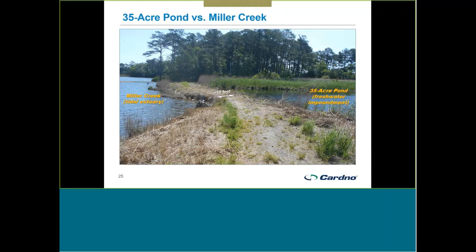So the concern, and this is the problem identification part of the design, was that the ongoing shoreline retreat, wave erosion, wind-driven waves, and boat-driven waves would continue to erode this shoreline until it eventually breached this earthen berm, and there would be tidal connection between Miller Creek and the 35-acre pond.